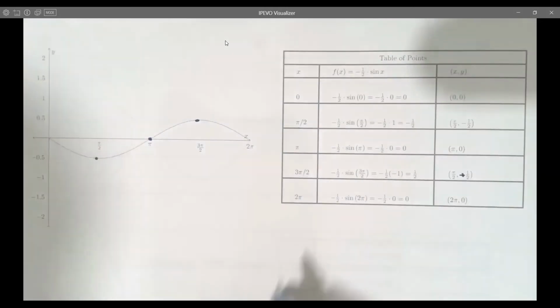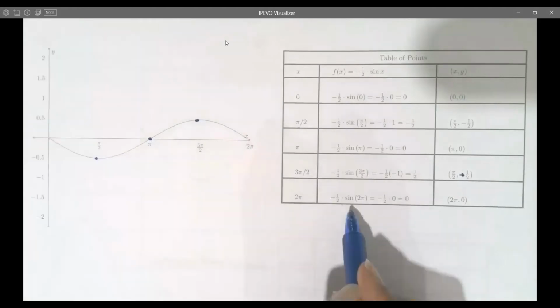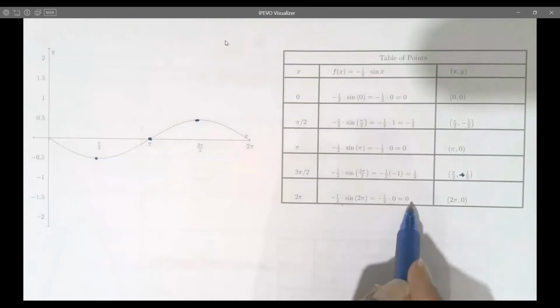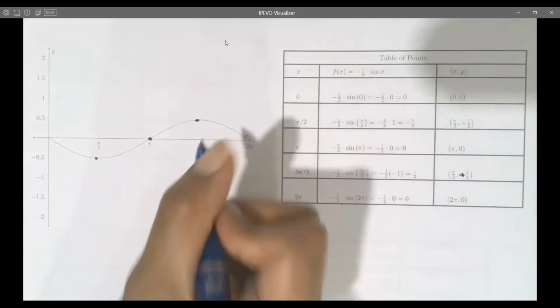Okay, and then at 2 pi, we have negative 1/2 times sine of 2 pi. So we get negative 1/2 times 0, which is 0. So that's still the same, 2 pi comma 0.